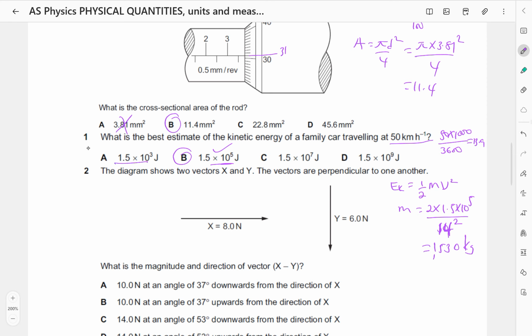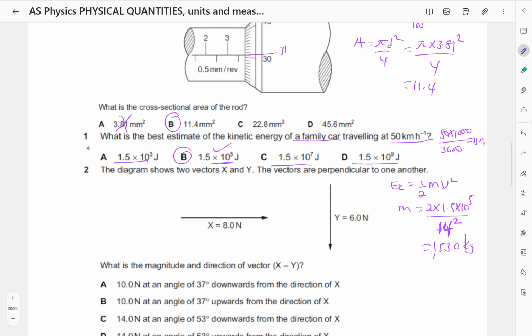You can check the others. One may give you a very small mass, which can't be the mass of a car, or another can give you a very large mass, which can't be the mass of a family car. A very large mass could be the mass of a truck.